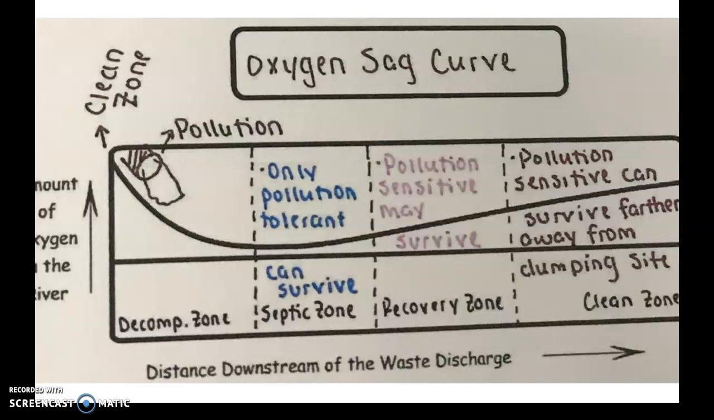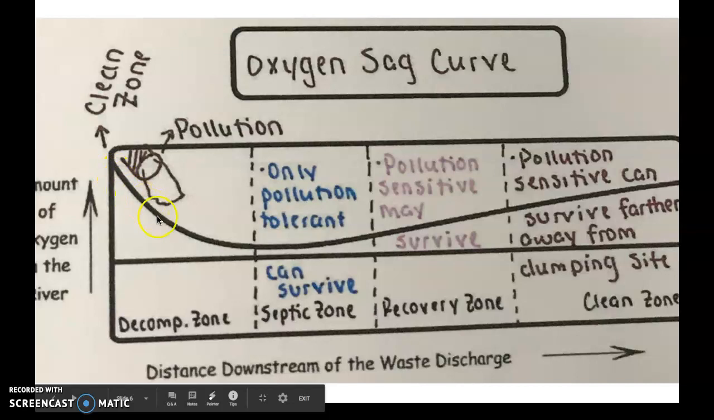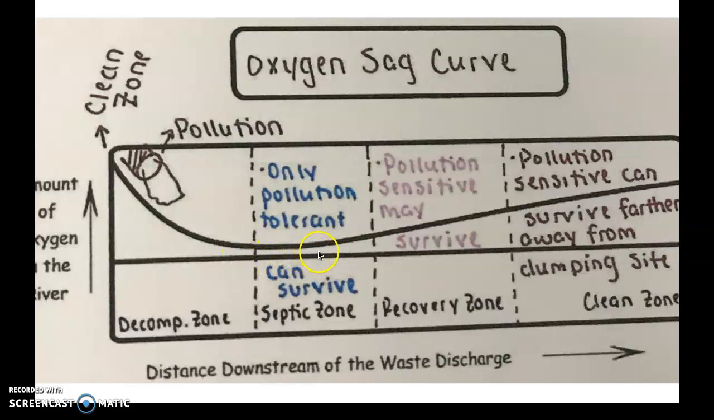And then lastly, we are going to go through the oxygen sag curve. So on the x-axis, we have distance downstream of the waste discharge. And on the y-axis, we have amount of oxygen in the river. So if you're looking at that big, thick line right here, this is showing us that as we get further down the stream, we are having first less oxygen, and then eventually it's going to increase our oxygen levels, which is good. So these are kind of the stages of pollution.